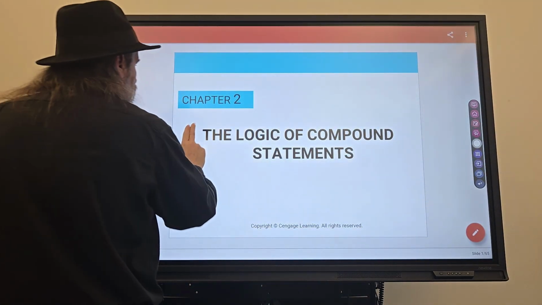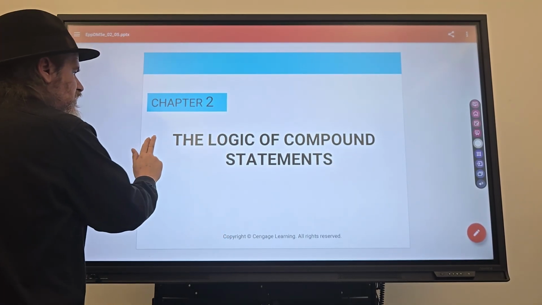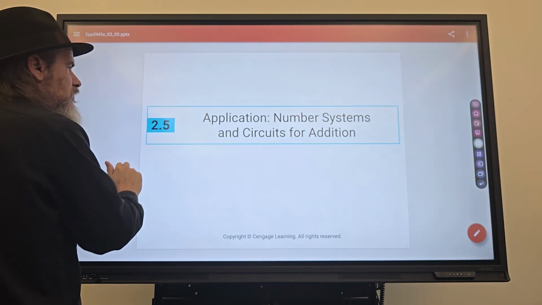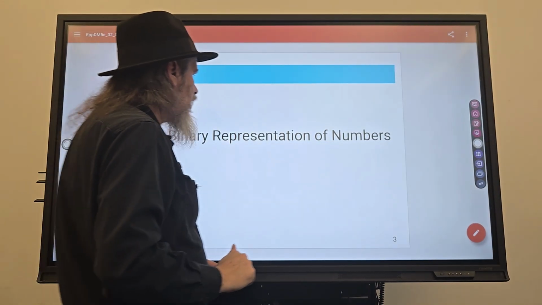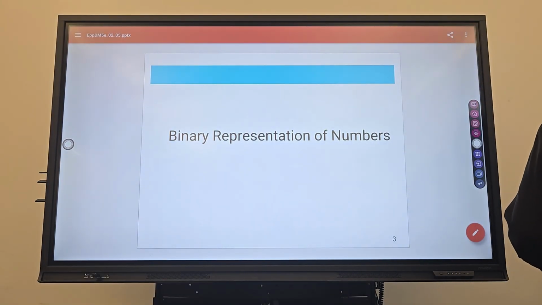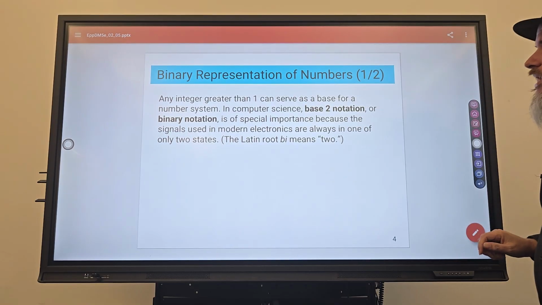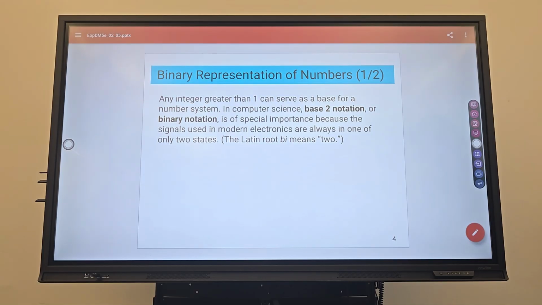All right. And we're going to finish off the logic of compound statements with number systems and circuits for addition. Binary representation of numbers. Any integer greater than 1 can serve as a base for a number system. In computer science, base 2 notation or binary notation is of special importance because the signals used in modern electronics are always in one of only two states. The Latin root bi means 2.